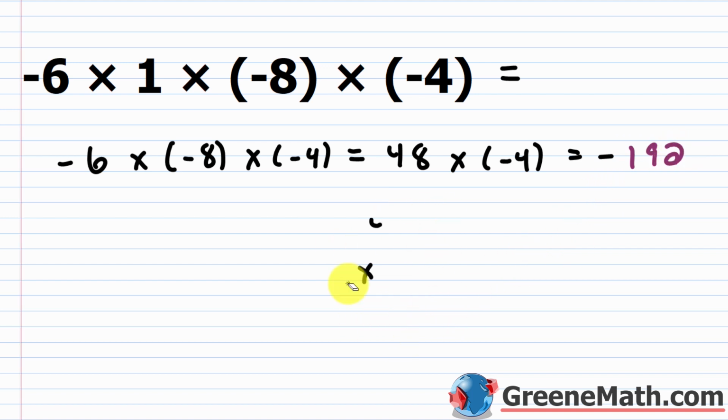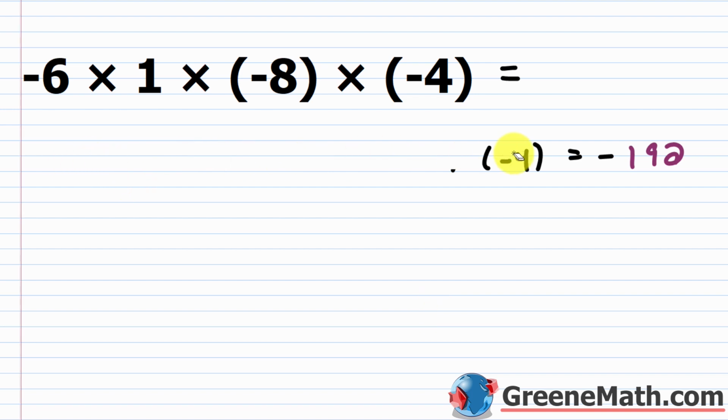Now, an easier way to do this is to count the total number of negative factors. If the total number of negative factors is an even number, and I'll explain what that is in a moment, then you're going to have a positive product. If the total number of negative factors is an odd number, I'll explain what that is in a moment, then you're going to have a negative product. Let me actually erase this real quick.